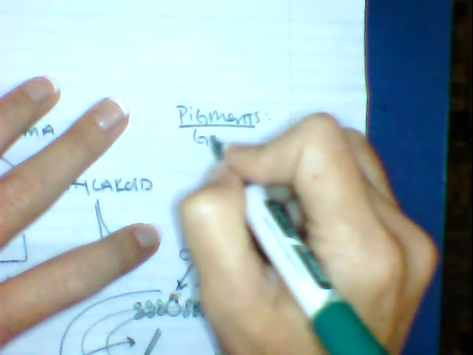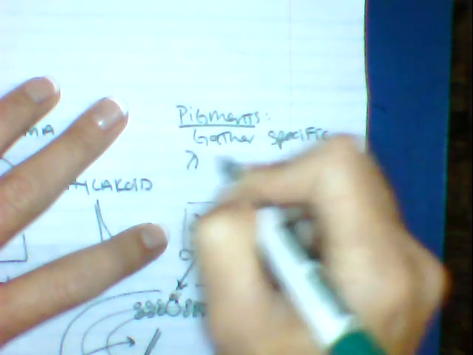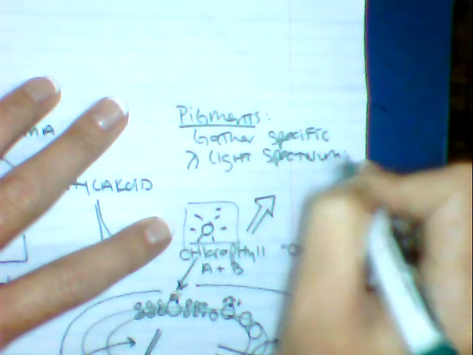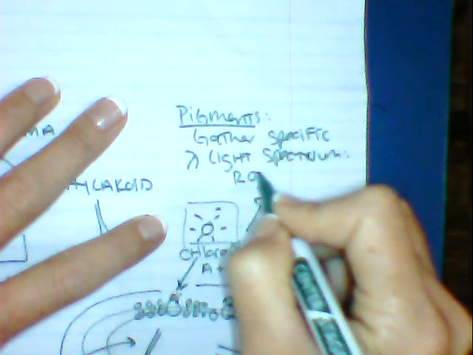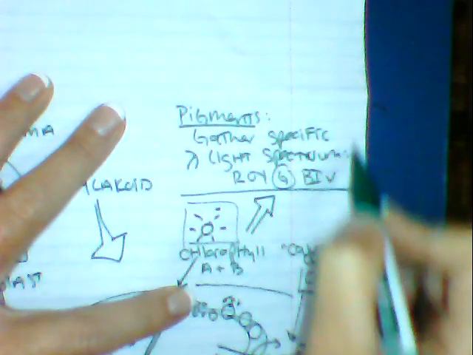Now, chlorophyll is actually a type of pigment. So let's break this guy back up. And so pigments, there are many different kinds of them. Pigments literally will gather specific wavelengths of light spectrums. And so remember from middle school, the Roy G. Biv, right? Red, orange, yellow, green, blue, indigo, violet.